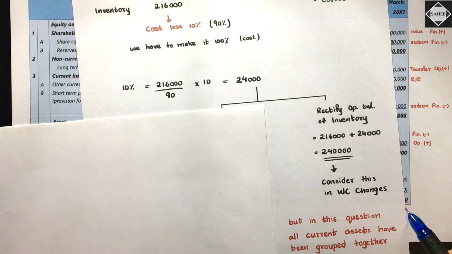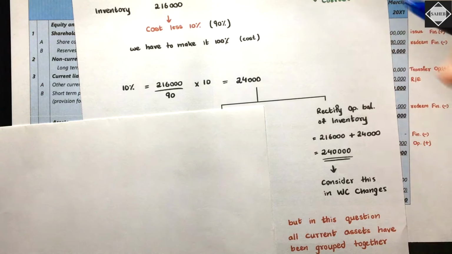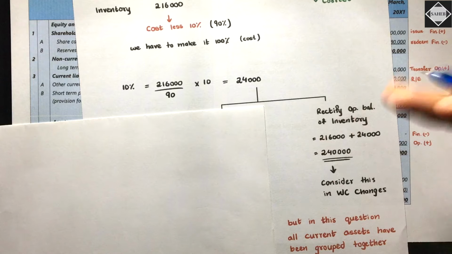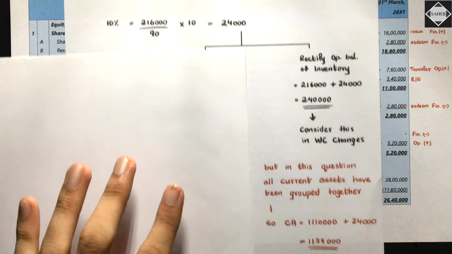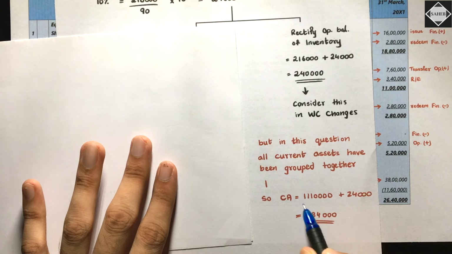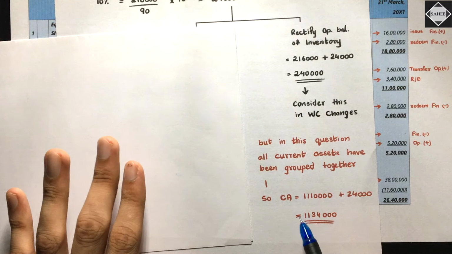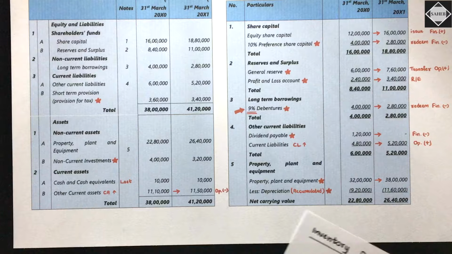Consider this in working capital changes, isn't it? We take the inventory in working capital changes. We're going to take 2,40,000 and compare with the closing balance 3 lakh. But understand, in this question they have not given us the separate current assets figure. They have given us current assets all together, everything grouped together. So we are going to take the current asset opening balance, that is 1,10,000, and add 24,000 to that. It will become 11,34,000. Then we will compare 11,34,000 with the closing balance of current asset 11,50,000. Is it clear? This is what we are going to do.